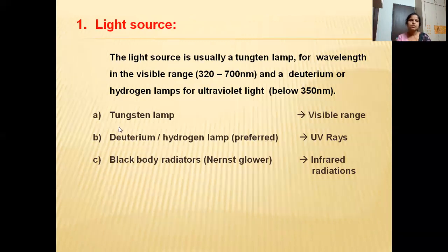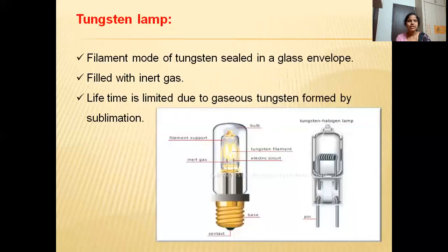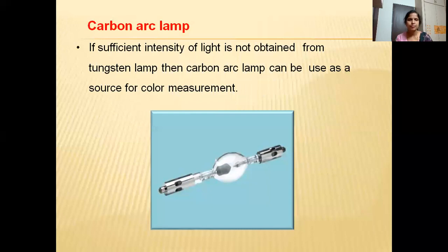But for the colorimeter, we use the tungsten lamp, which gives out the visible range. This is the bulb; we take a tungsten filament and the bulb is filled with inert gas. But the main disadvantage of the tungsten lamp is that its lifetime is limited due to gaseous tungsten formed by sublimation. Because of this, we can go for another lamp such as a carbon arc lamp. If sufficient intensity of light is not obtained, then the tungsten lamp can be replaced by a carbon arc lamp, which acts as the light source.